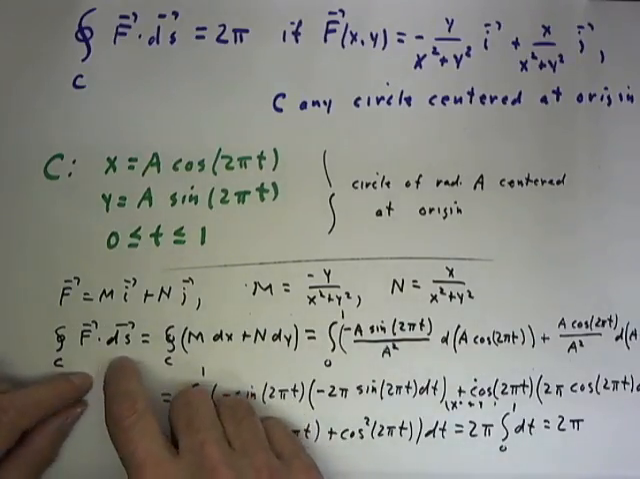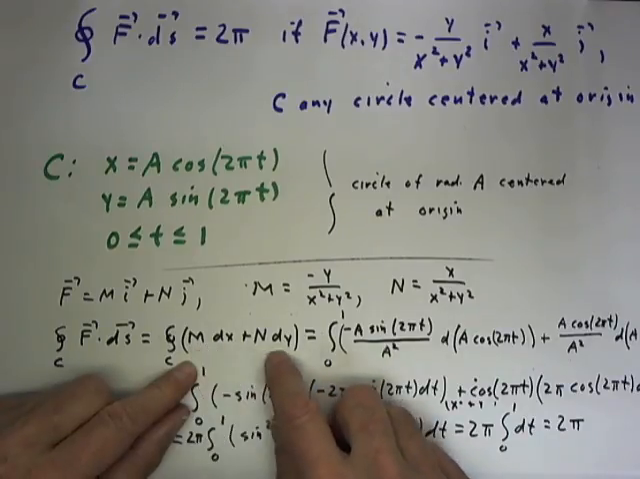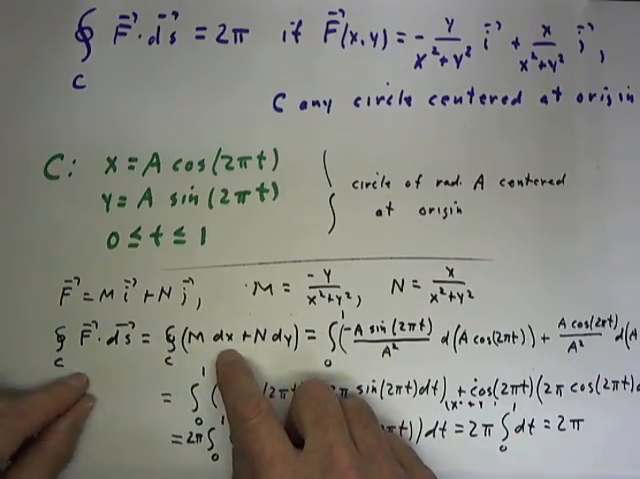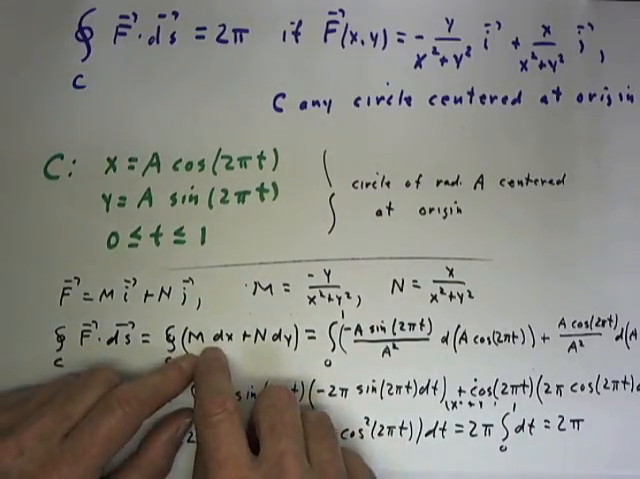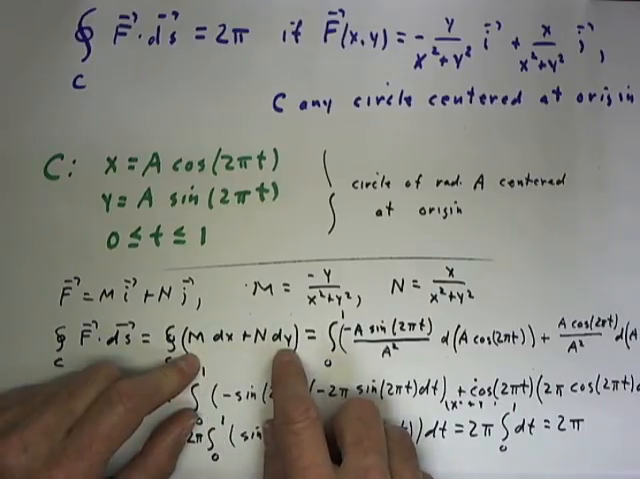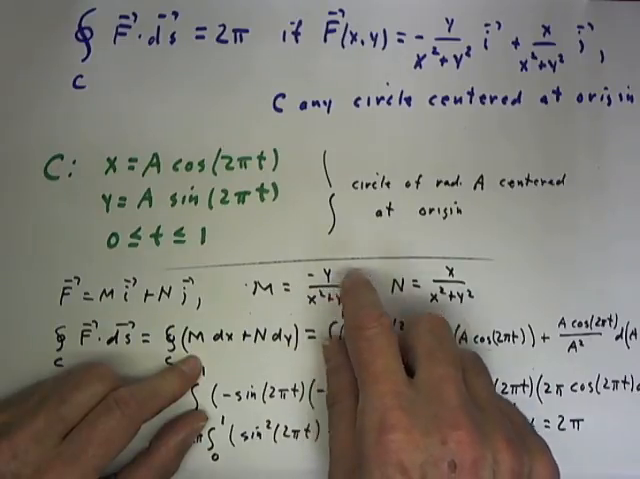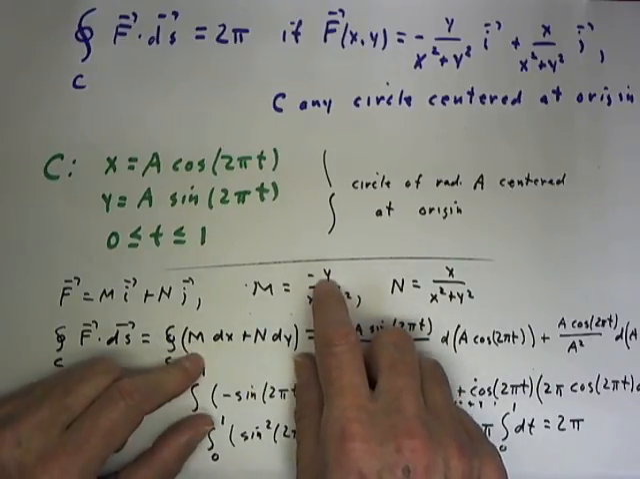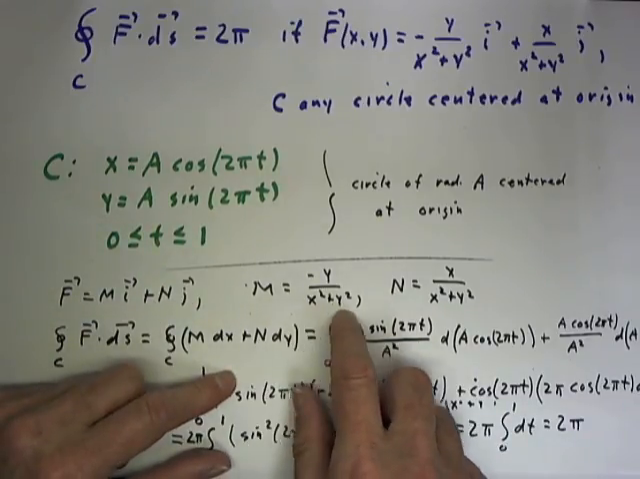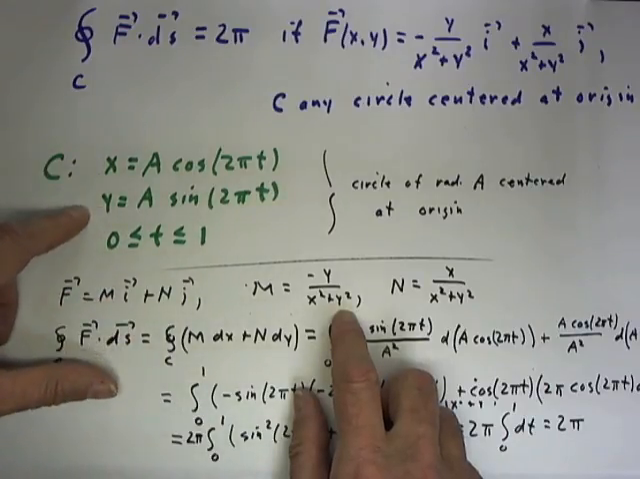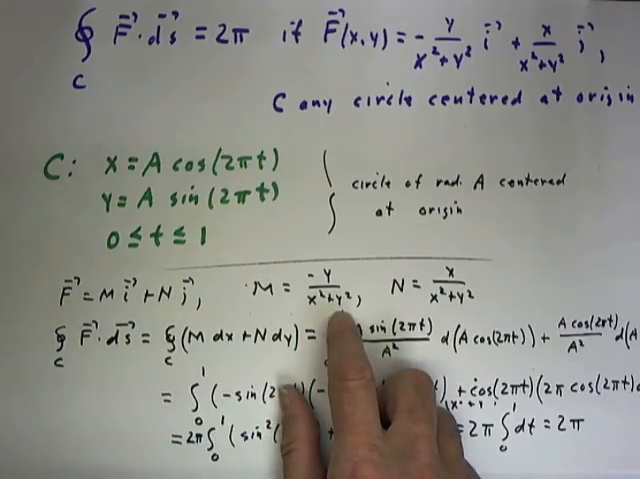And we should by now be familiar with the idea that the integral of F dot ds is this integral of M dx plus N dy. The integral is taken around the closed curve, the circle in this case, and we just substitute for M and N. Substituting for M, we get negative y, which is negative a sine of 2 pi t, and x squared plus y squared, as we can see, is simply a squared. We're on a circle of radius a in the plane, so x squared plus y squared is a squared.